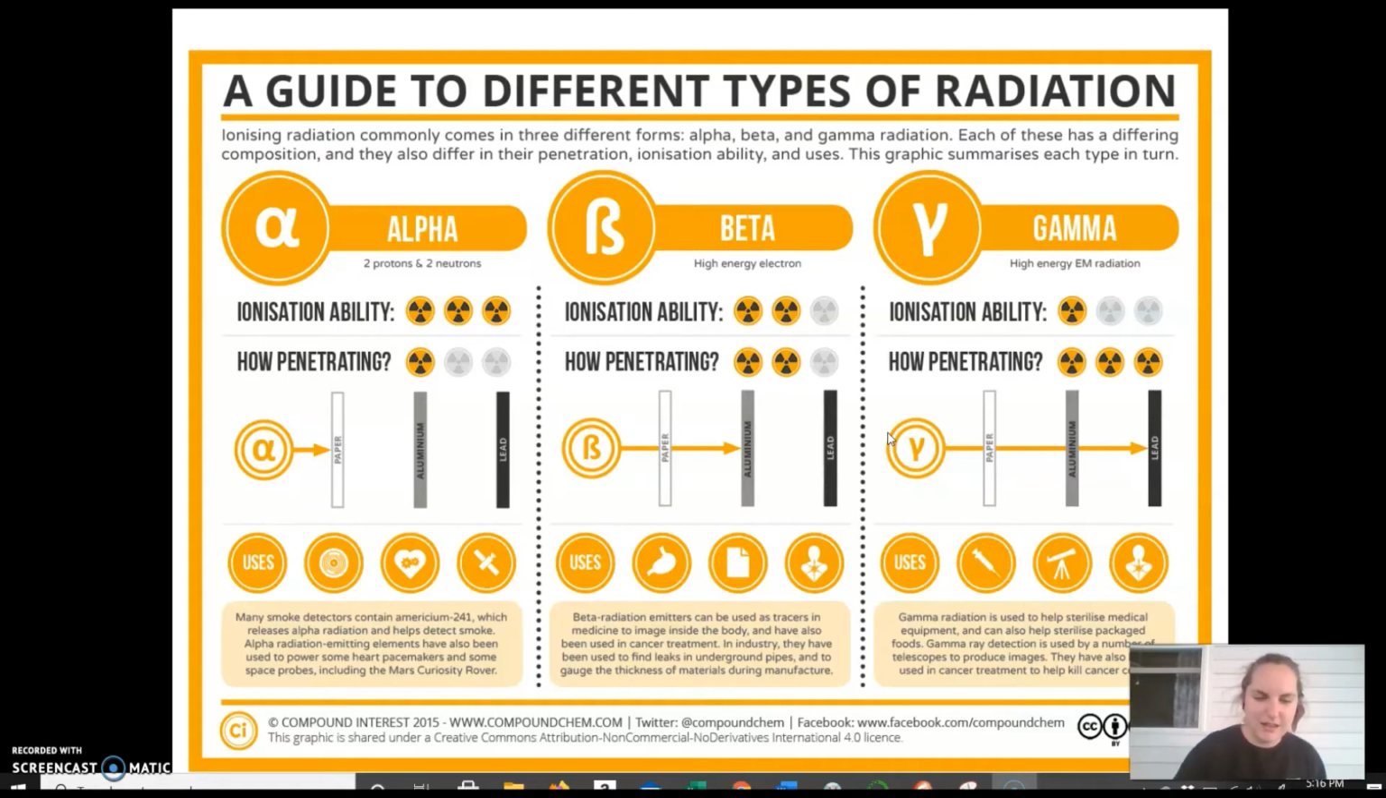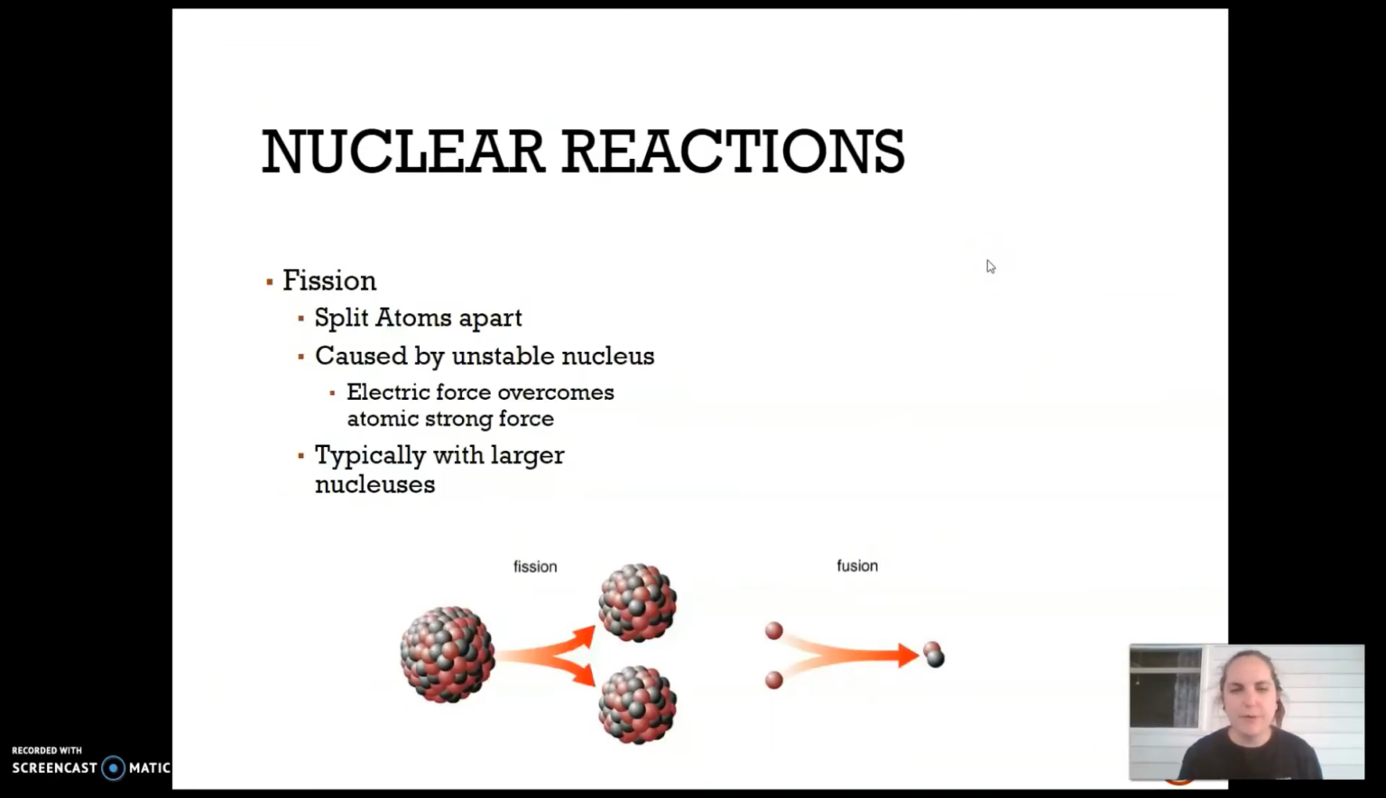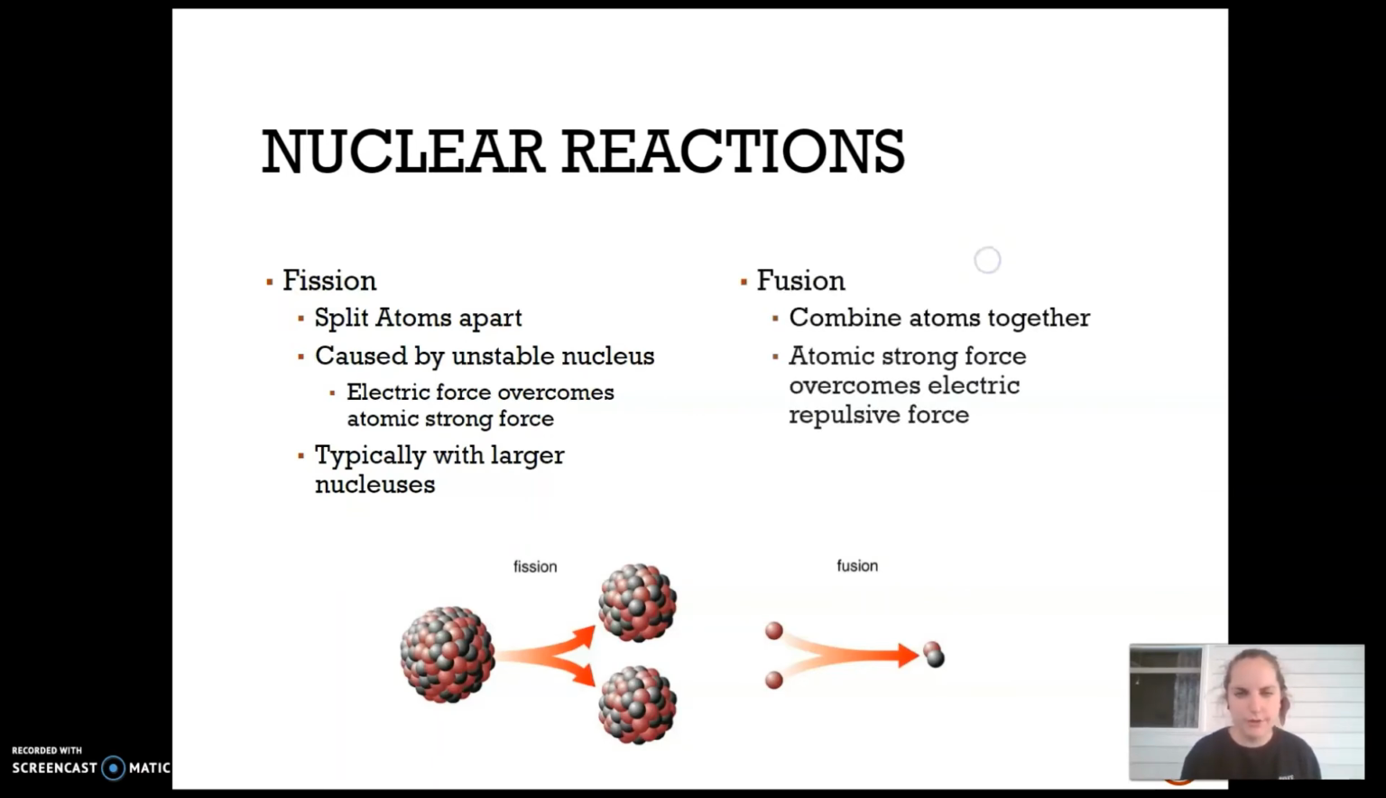So let's keep going, and let's talk about nuclear reactions. All right, so what we're going to talk about is nuclear fission and nuclear fusion. Fission is the splitting of atoms, and fusion is the combining of atoms, so they're being fused together. Fission is typically what you would see in a nuclear power plant, whereas fusion, you can see a great example if you look up at the morning sun, right?